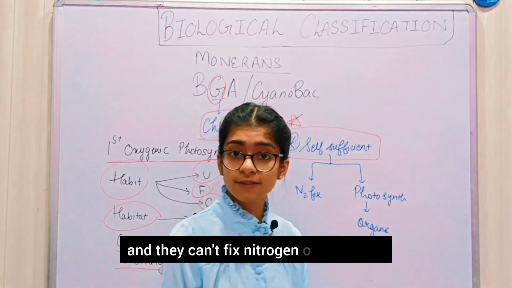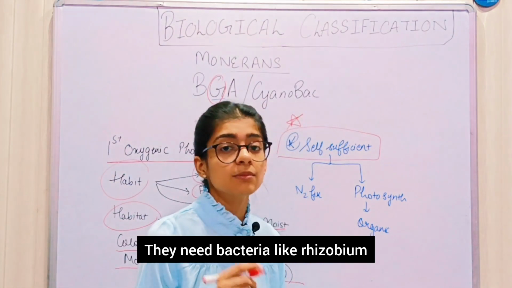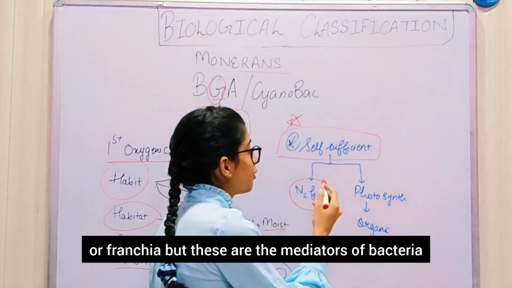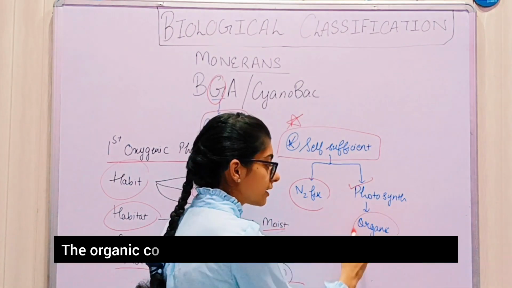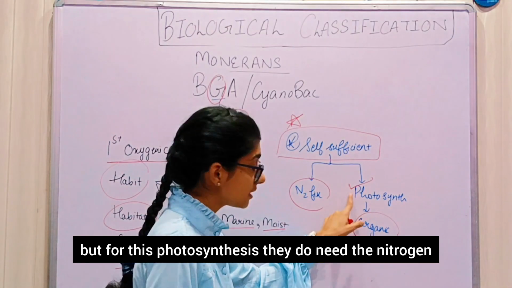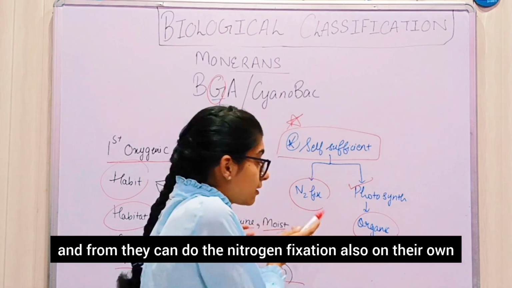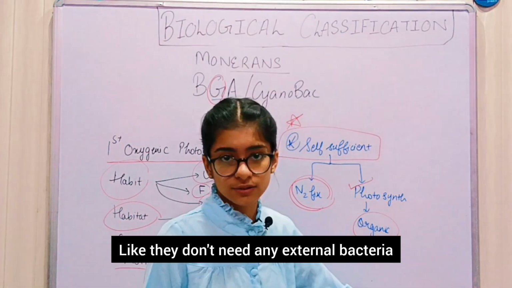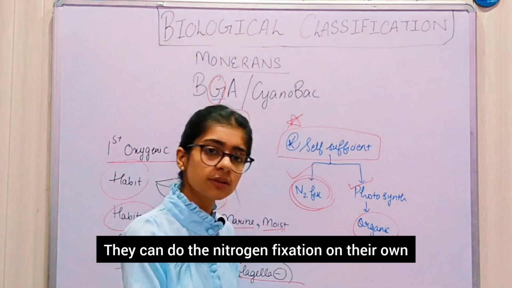Now, one more important fact is that these are self-sufficient organisms, because plants also need nitrogen, right? Plants can't fix nitrogen on their own. They need bacteria like Rhizobium or Frankia, which are the mediators between bacteria and the plants. So they can photosynthesize organic compounds. They can get the food through this. But for this photosynthesis, they do need nitrogen. And they can do nitrogen fixation on their own. They don't need any external bacteria like Rhizobium or Frankia. They can do the nitrogen fixation on their own.